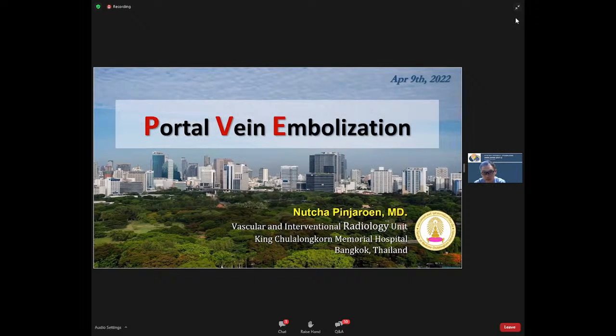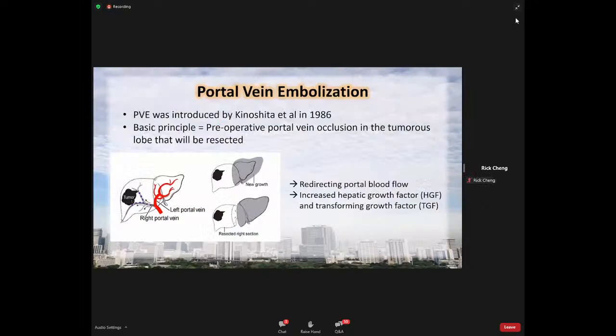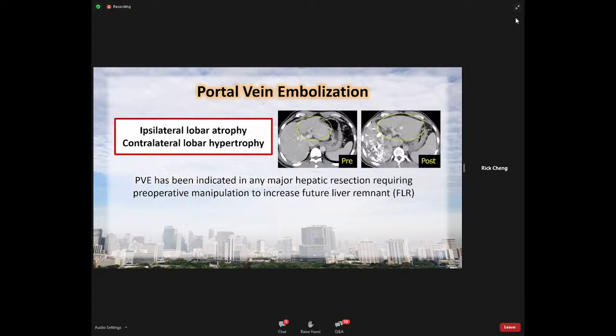Good afternoon, everyone. Today I'm going to talk about the principle of portal vein embolization, techniques, and clinical application. PVE has been described for over 30 years with the basic principle of preoperative portal vein occlusion in the tumorous lobe. This will result in redirection of portal blood flow and also biochemical changes. Subsequently, the embolized lobe will atrophy and the contralateral lobe will hypertrophy.